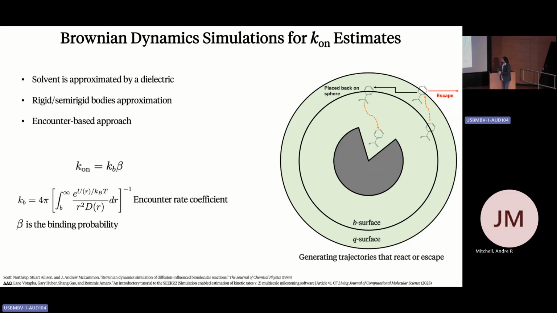What do we do Brownian dynamics for? So to get the K on, we rely on the association rate constant using the Northrup, Allison, McCammon method, which was laid out 50 years back in our group. What it does is, in the inner sphere, you place the ligand. It can either dissociate or associate. If it dissociates, we place it back on the sphere, and we do the association mechanism again. And with this, there's a rigid approximation and encounter-based approach, and that's how we get the K on here.